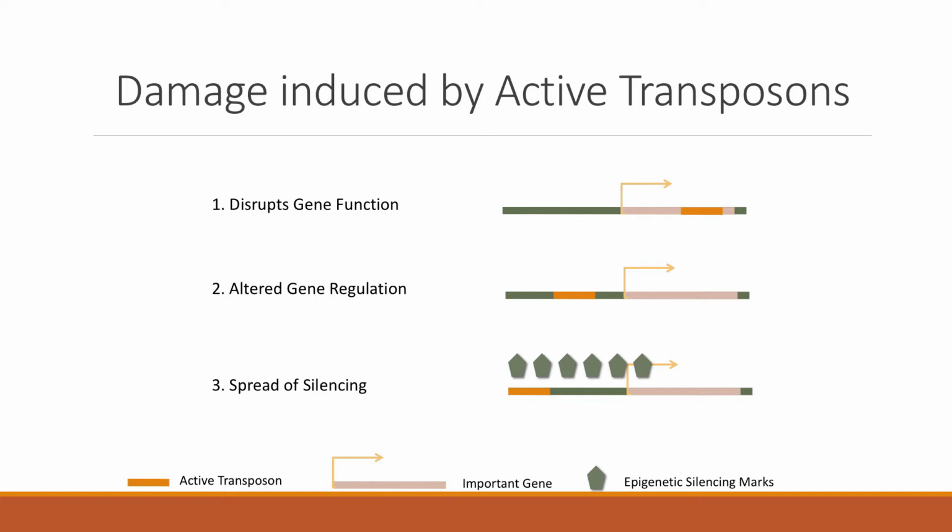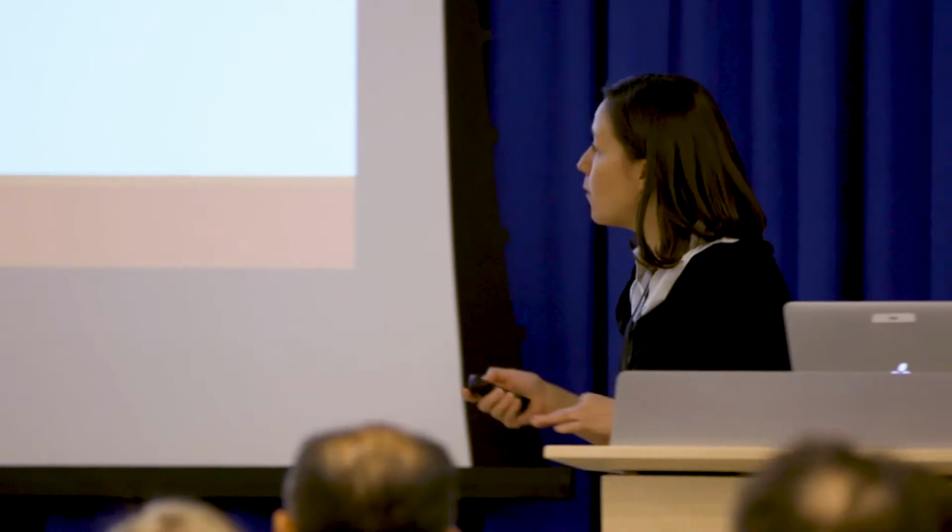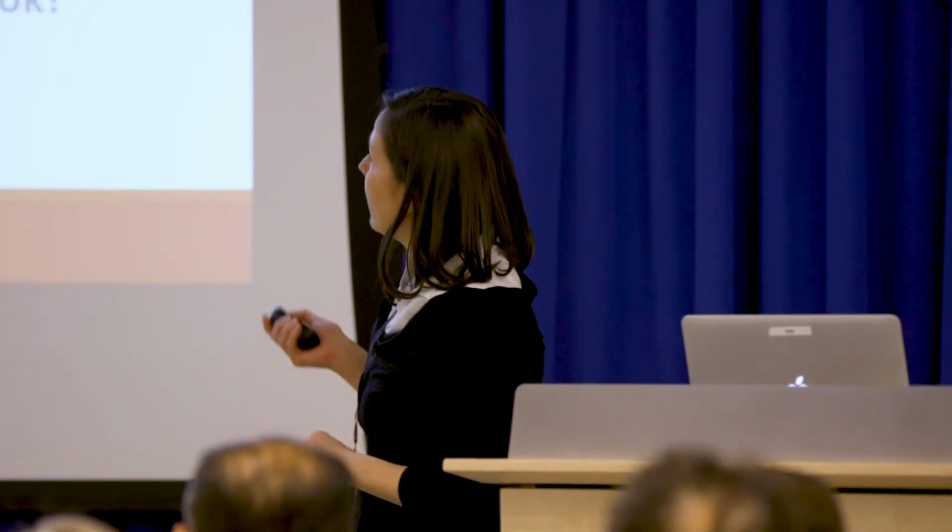So one is that they can alter gene regulation of nearby genes. They can spread silencing marks, spread chromatin marks across to nearby genes and affect the regulation of those genes that way, and I'll give you a little bit more evidence later. So the idea is they don't have to actually be hopping in order to potentially be causing trouble, right? Okay, so things are sounding pretty grim, right?